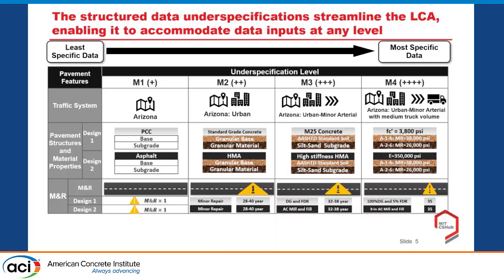definition of their traffic loadings, and they have a clear definition of the compressive strength. For example, in this figure, it is 3,800 psi from the concrete side, and different resilient modulus for subgrade and base material. For the asphalt side, they may know that the elastic modulus of this asphalt is about 350 psi, and the same base and subgrade material.